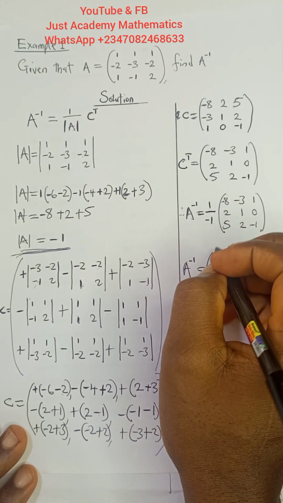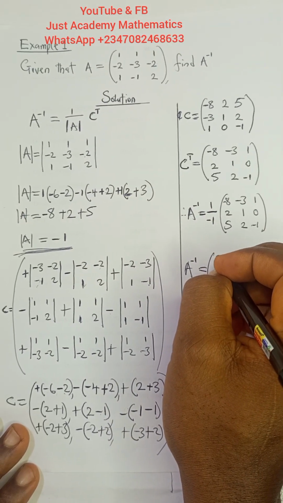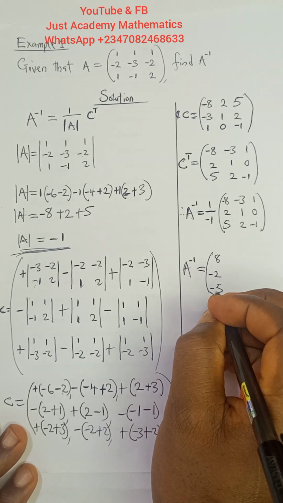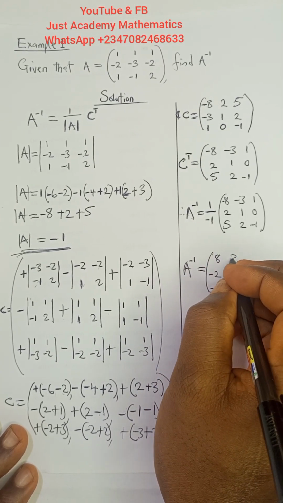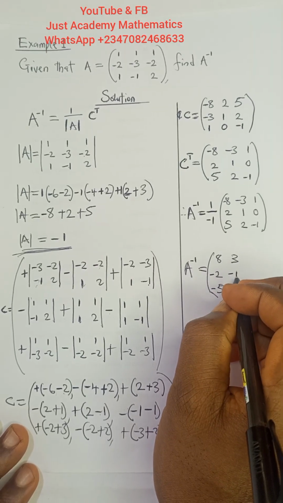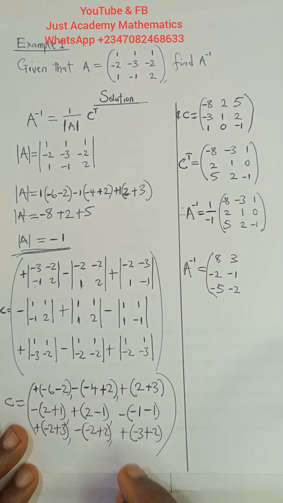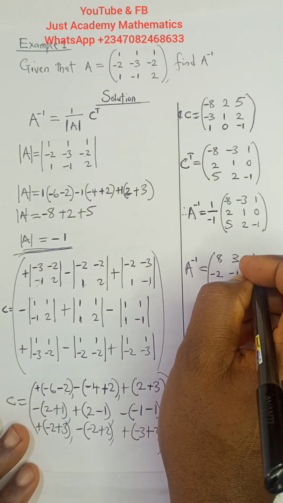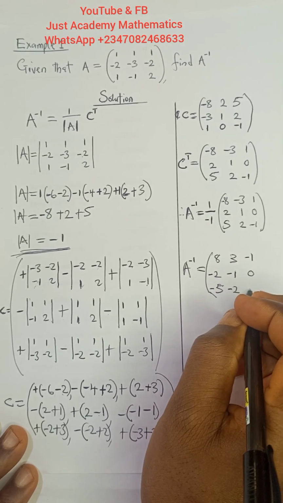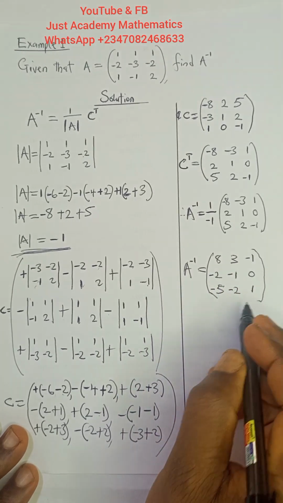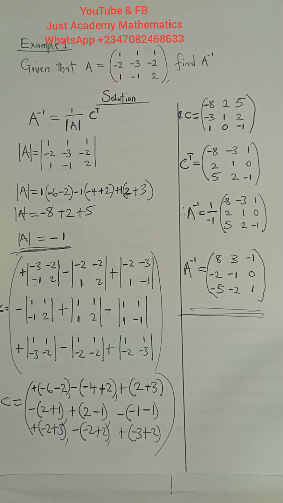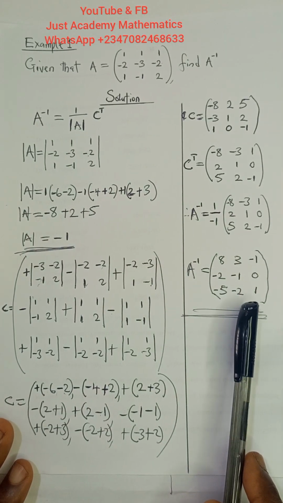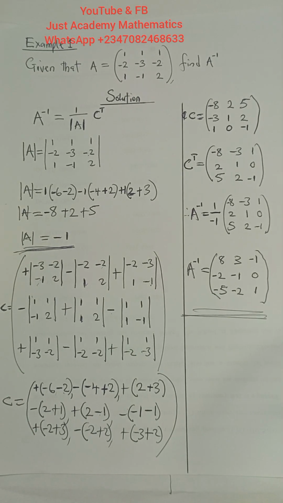So the A inverse will be: this divided by minus 1 will come out as 8. Here will be minus 2. And here will be what? Minus 5. While here will be what? 3. Here will be what? Minus 1, while here will be minus 2. Are you with me now? So finally we have this line to be what? Minus 1, we'll have 0, and we'll have 1. So this is the A inverse. This is how to get A inverse. So the inverse of this matrix, look at it here. This is the inverse of this matrix.